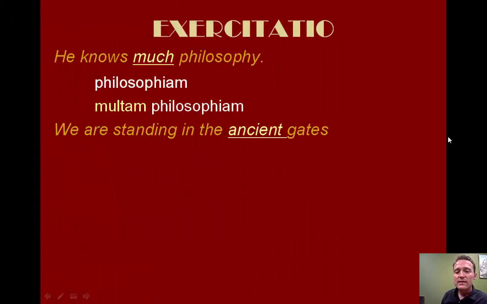Let's look at our next example. We are standing in the ancient gates. Look at the highlighted word ancient. Ancient is an adjective. What is the noun which ancient is modifying? Gates. So we are standing in the gates. In the gates. In is a preposition. So far, the case that we have learned that works with the preposition in, as in we are in a place, is the ablative. That is the ablative of place where.